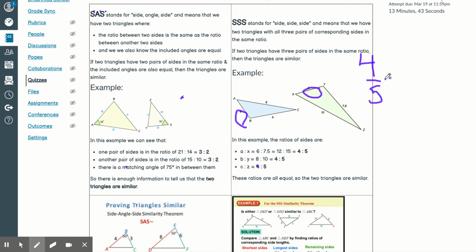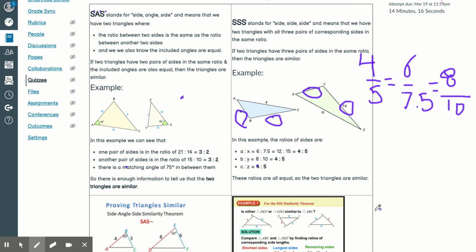That's all a fraction is. It's a comparison. It's a ratio. I can either write it as a fraction or you can write it with these little dots in between. And then I'm going to compare the 6, which is the next smallest, to the 7.5. So I'm going to put 6 over 7.5. It's very difficult to write with this. And then I'm going to compare the 8, which is the last one on the left triangle, to the 10. They both are the largest sides.